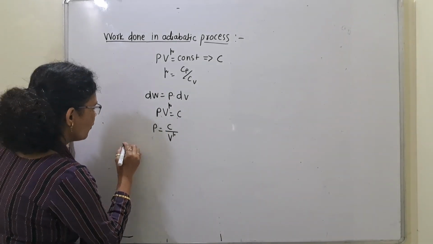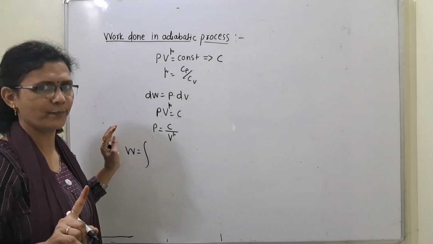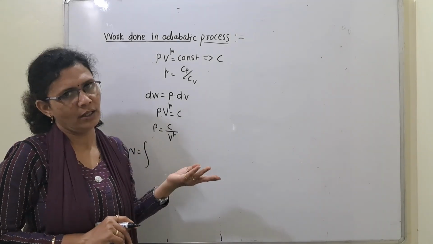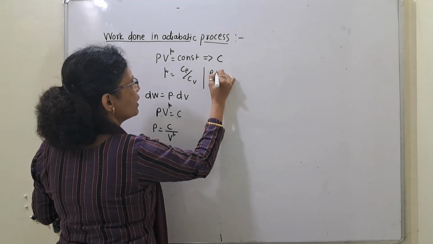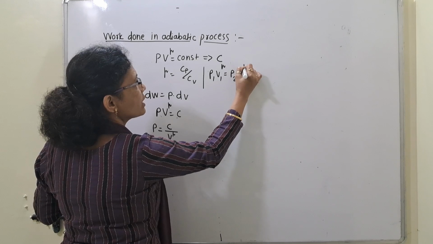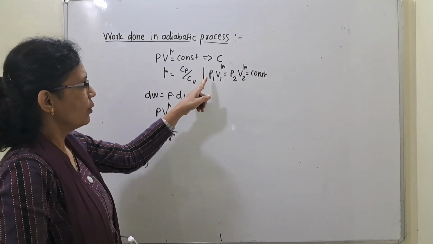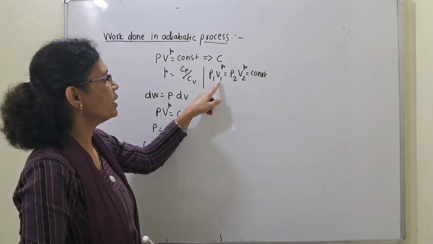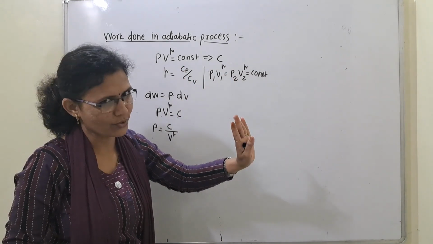Okay. So what will be the work done? The process is the same. We are going to consider initial volume as Vi, final volume as Vf. This formula can be written like this also: P1 V1 raised to gamma is equal to P2 V2 raised to gamma is equal to constant. Volume and pressure, both are going to change.